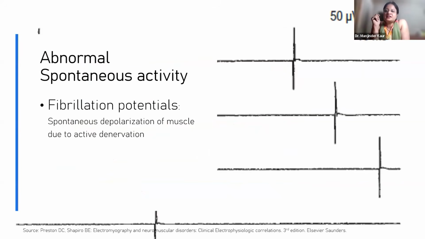So we have discussed that the spontaneous activity in a normal muscle is zero. There is no spontaneous activity. But what if there is spontaneous activity occurring? What kind of spontaneous activity can occur? So now I'll give you a scenario. Don't read what is on the slide, just think of a scenario. There is a patient with a nerve damage.